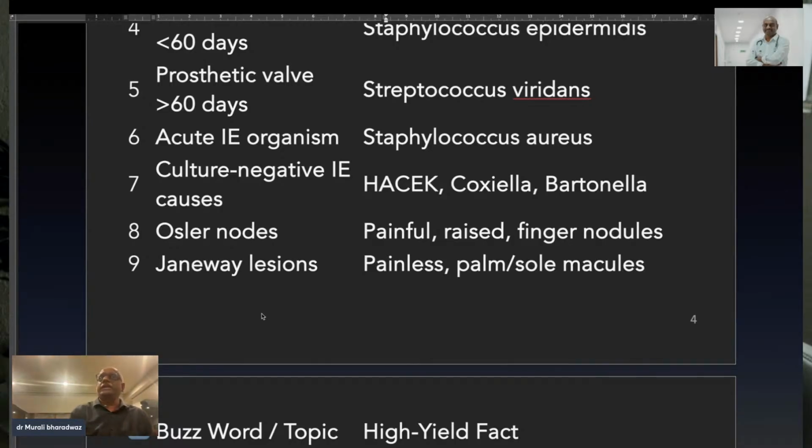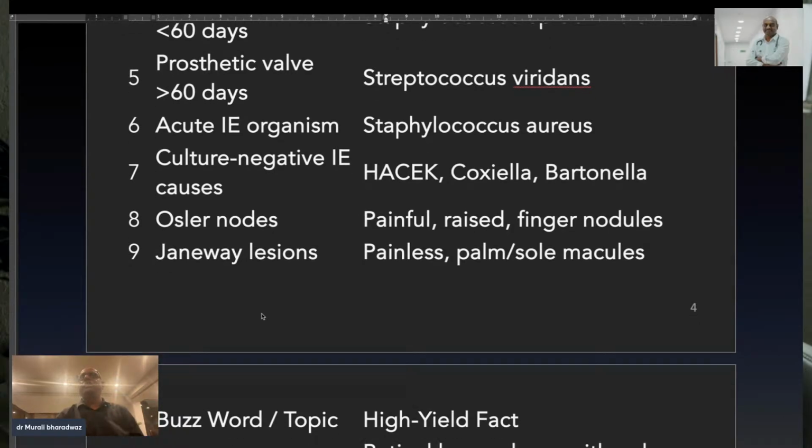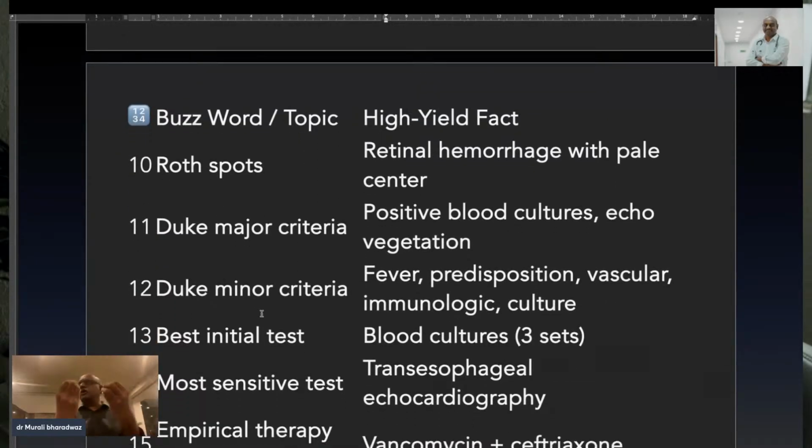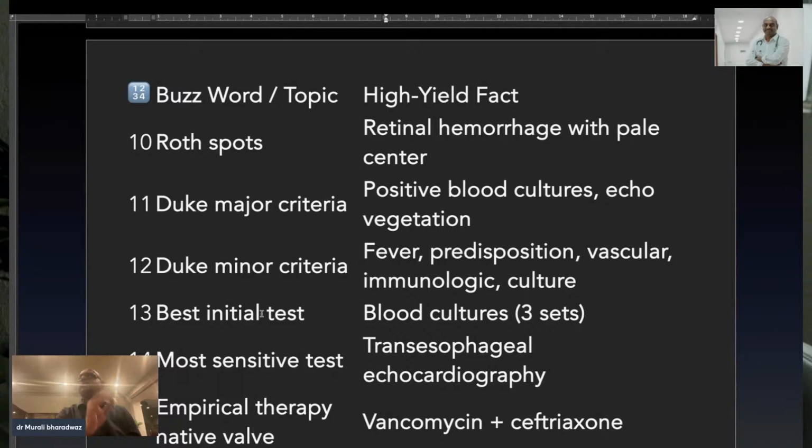Remember all these. Osler nodes, Janeway lesion. Osler is a painful raised finger nodule. Janeway is painless, on the palm and sole, and it is a macule, not a nodule. Roth spots are retinal hemorrhages with a pale center.